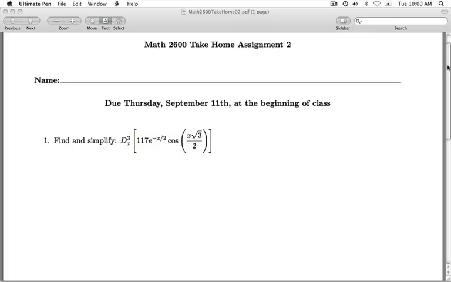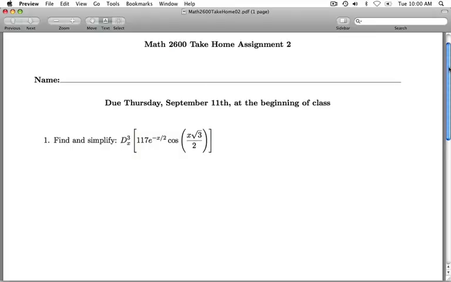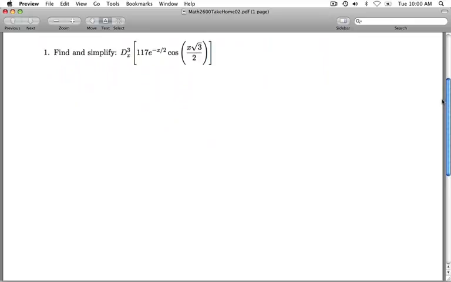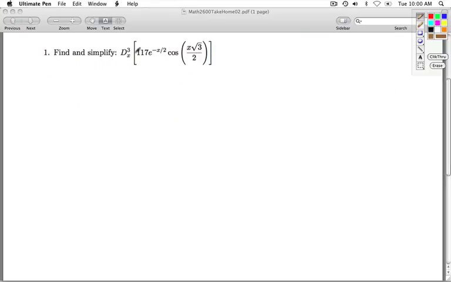Hi folks, this is Calc 2 Take-Home Assignment 2. We're asked to find the third derivative of this rather complicated looking thing. So I'm going to call this function y, and I'm just going to take one derivative at a time.